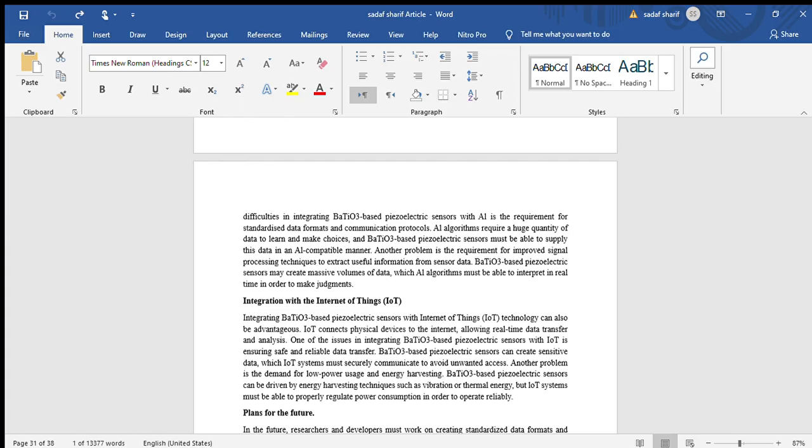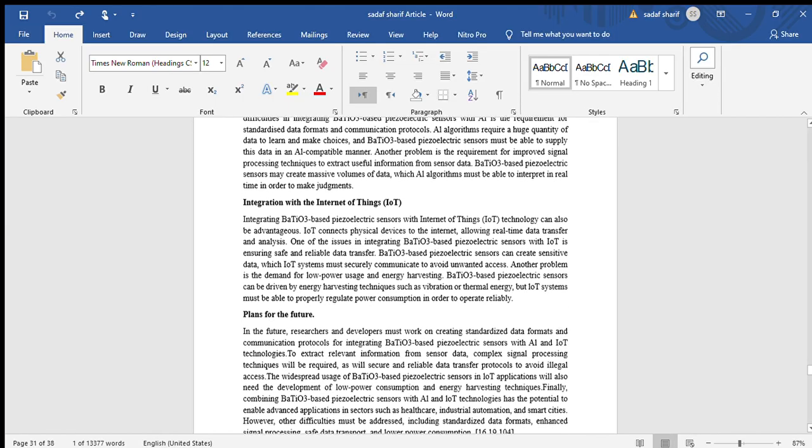AI algorithms require a huge quantity of data to learn and make choices. Barium titanate based piezoelectric sensors must be able to supply this data in an AI compatible manner. Another problem is the requirement of improved signal processing techniques to extract useful information from the sensor data. Now, barium titanate based piezoelectric sensors may create a massive volume of data which AI algorithms must be able to interpret in real time in order to make judgments.